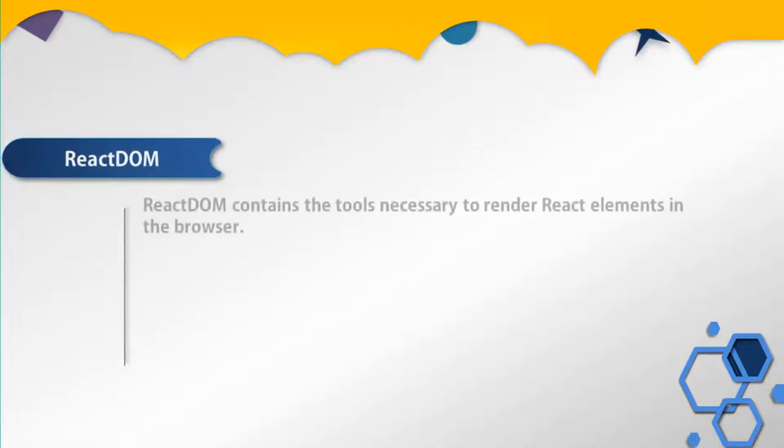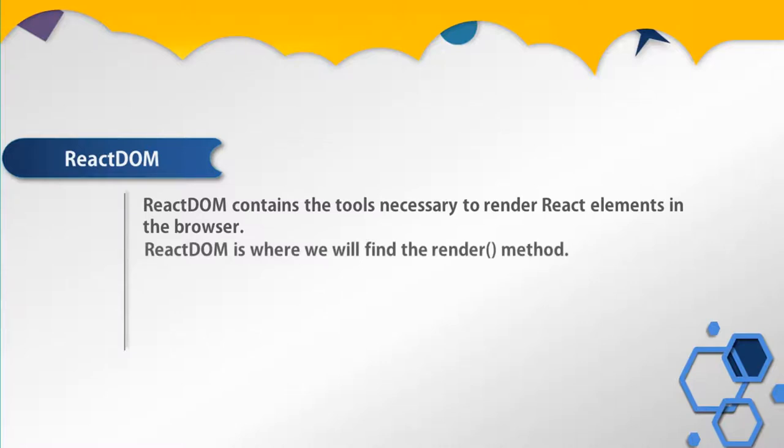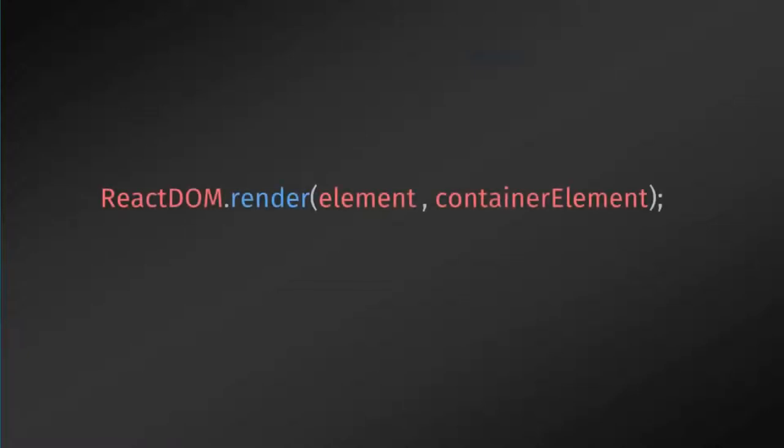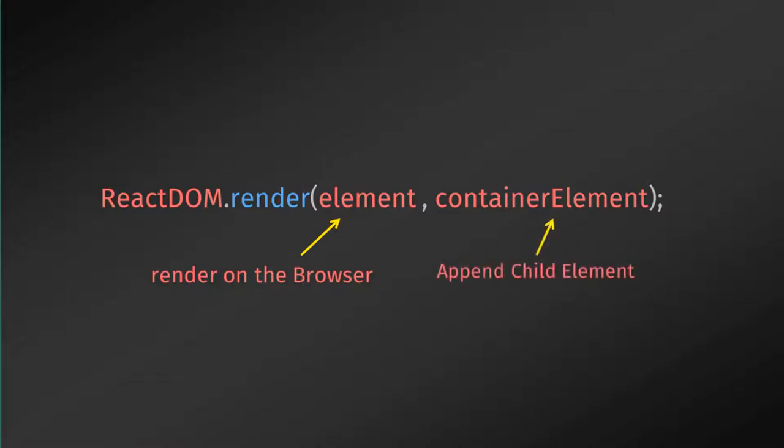Now let's talk about React DOM. React DOM contains the tools necessary to render React elements in the browser. React DOM is where we will find the render method. Now when you have your element, we need to append this element to the DOM tree. So React uses a render method to render this DOM element. Now let's see how this method looks. So this is our simple ReactDOM.render method. In the first argument of this render method, we will specify the element which we want to render on the browser. And the second argument is a container element where you want to append your child element. So the second argument is your parent node and the first argument is your child node, right?